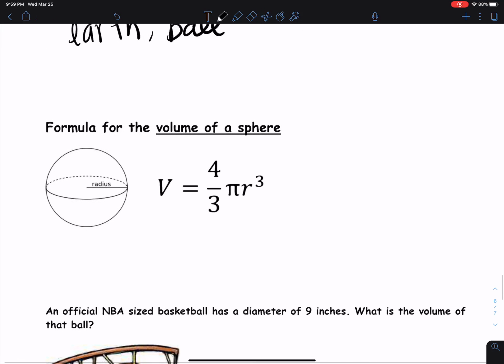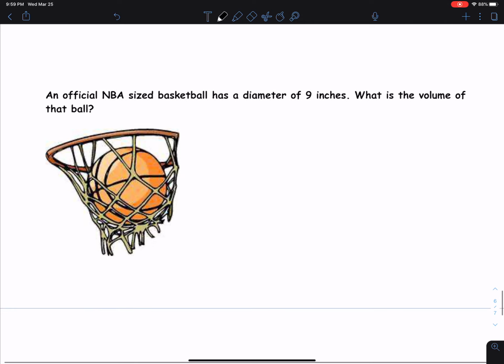The formula here is 4/3 times pi r cubed. And this is cubed because we're in volume. So there's no other measurements that we're multiplying here. It's just the radius times the radius times the radius. So it needs to be cubed in order for it to be volume. If it was squared, it would be an area. So this is the volume of a sphere.